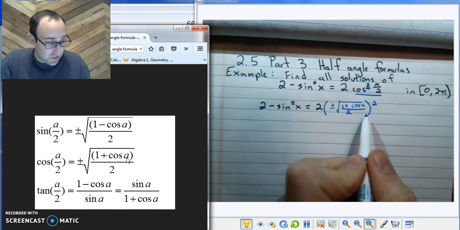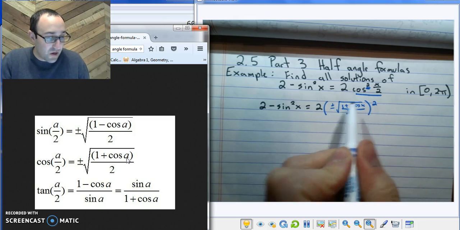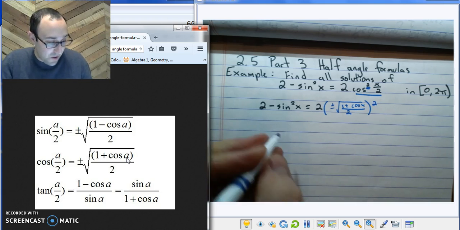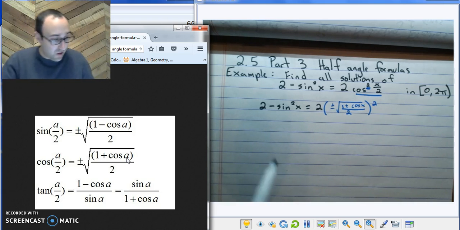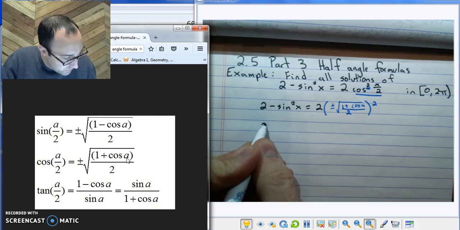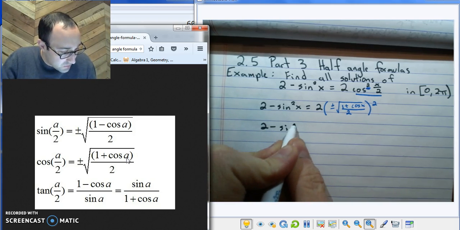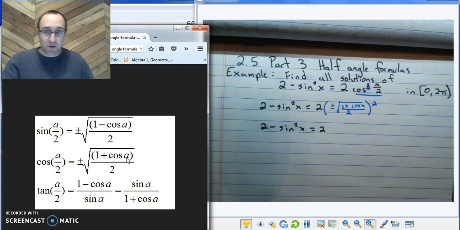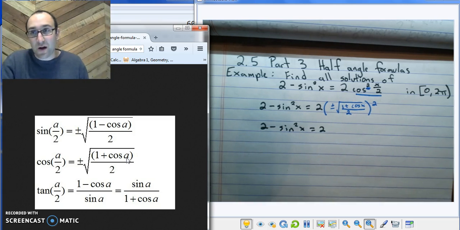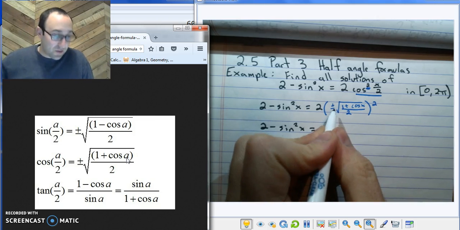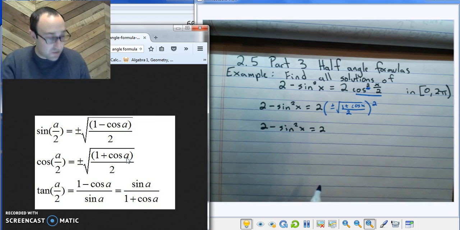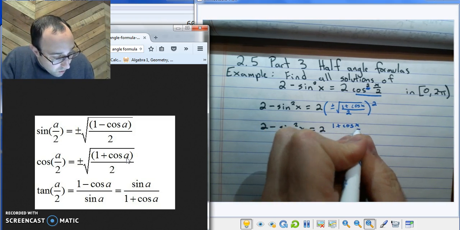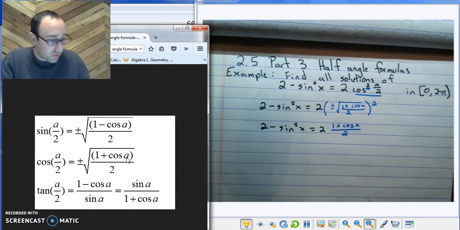Now, if I've got a plus and minus a square root, a square and a square root cancel out, and if I square anything, it's always going to be just the positive. So I should end up with 2 minus sine squared x equals that 2. And now everything in here is going to go away, including the square root and the plus or minus, because I don't care about the plus and minus because I squared it, which makes it positive. So it's going to be 1 plus cosine x all over 2.